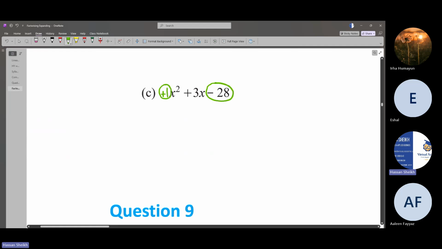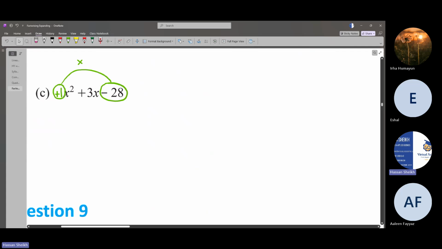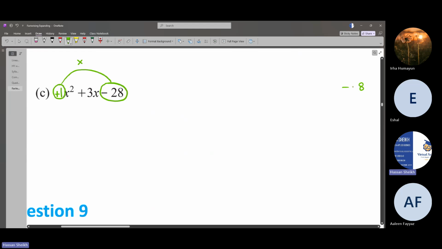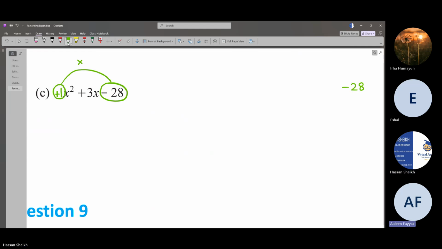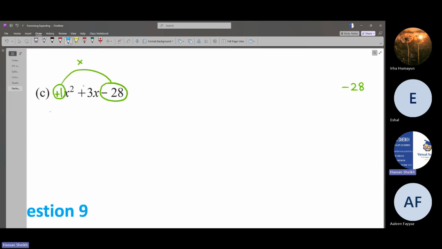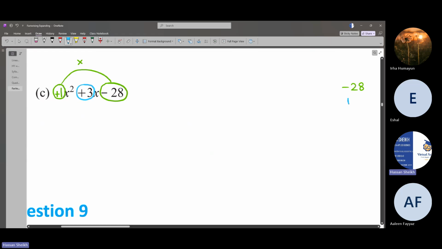Do you agree that minus 28 is the constant term? Yes. We multiply it. What do we get after multiplying plus 1 with minus 28? Minus 28, agree? Yes. And then we look for the middle value. What do we have in the middle? The coefficient of x, which is plus 3.